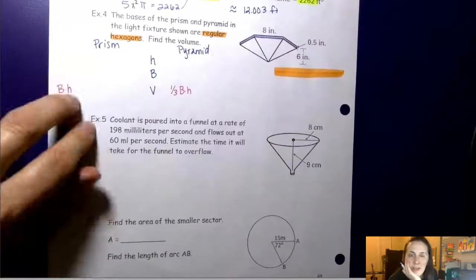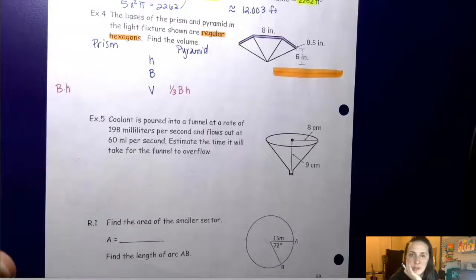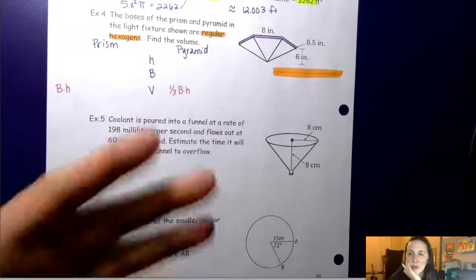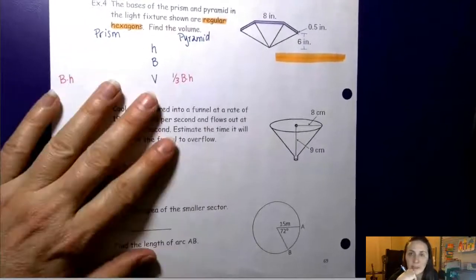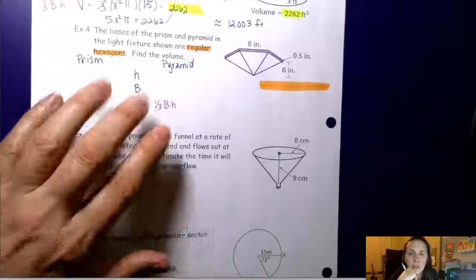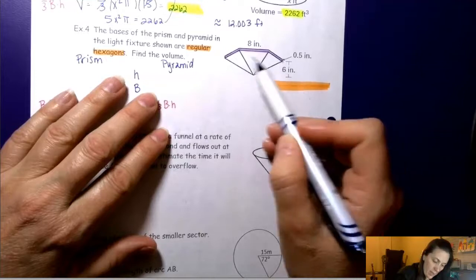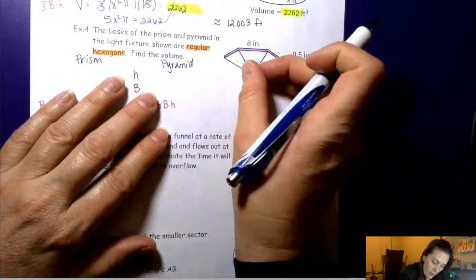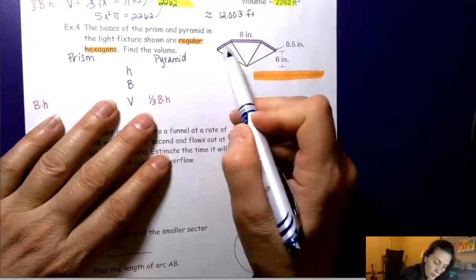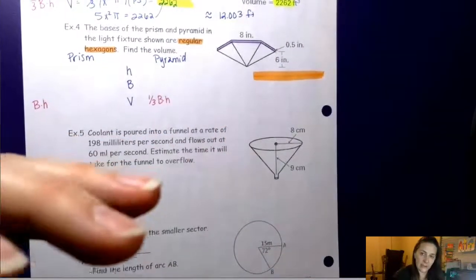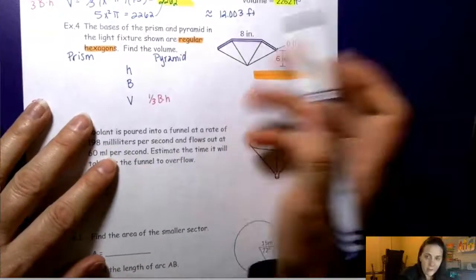Next two here, 4 and 5, are definitely not something you're going to see a lot of. They are just problems we like to show you the relationship and how they could relate to things in the real world. The first one here, the base right there is a prism, and then the pyramid part of the light fixture. Here's a light fixture where there's a prism, like a base, that has a pyramid attached to it. Well, the base is a regular hexagon for both of those.